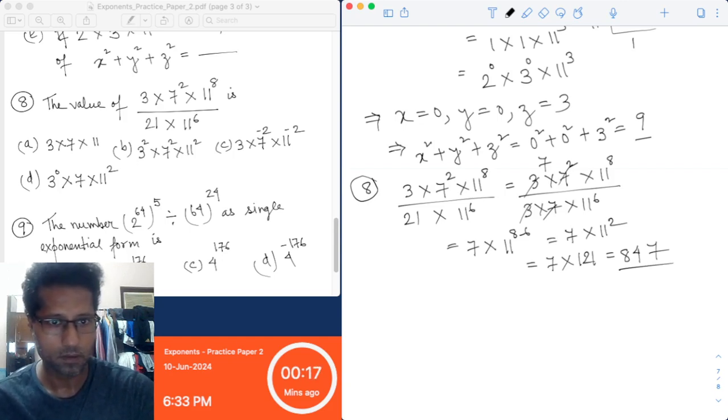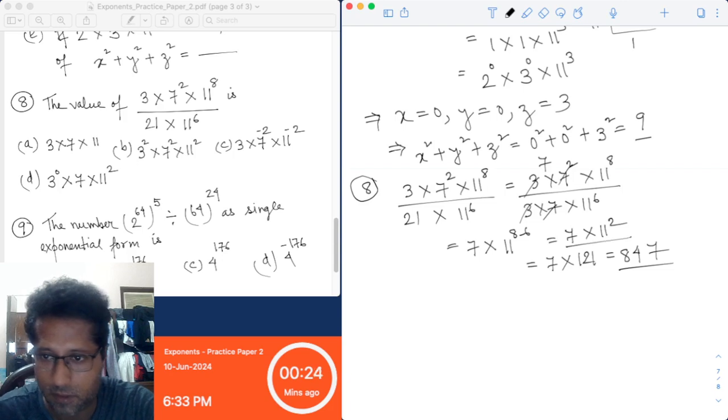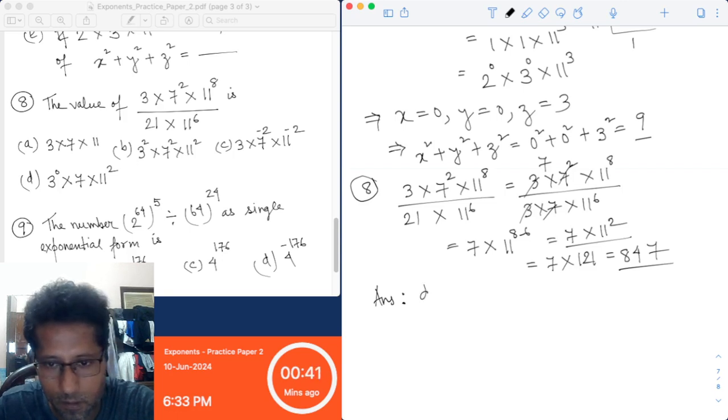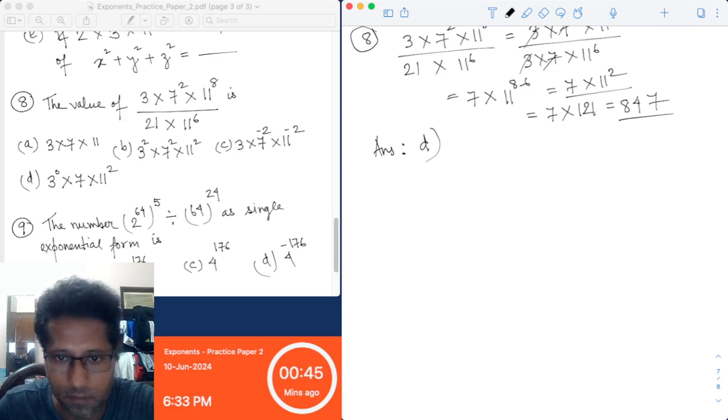Oh, sorry, what am I doing? We found the result is 7 into 11 square. We have to choose the correct choice. Which one matches? A, no. B, no. C, no. D, yes, because 3 to the power 0 is 1. So the choice is D. 42 seconds left. I don't think I can complete the next question, but let's see.